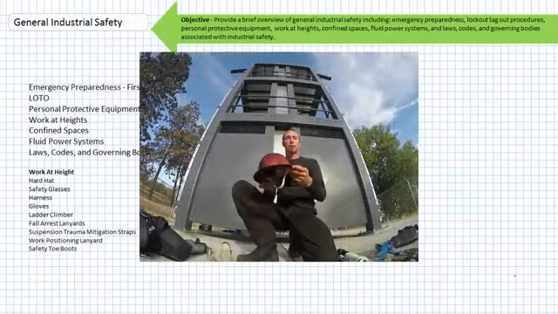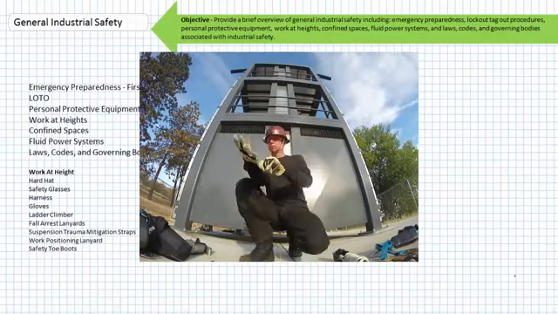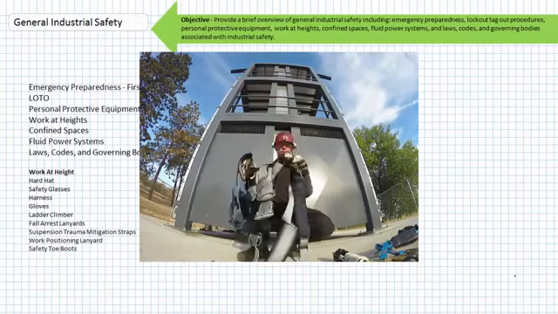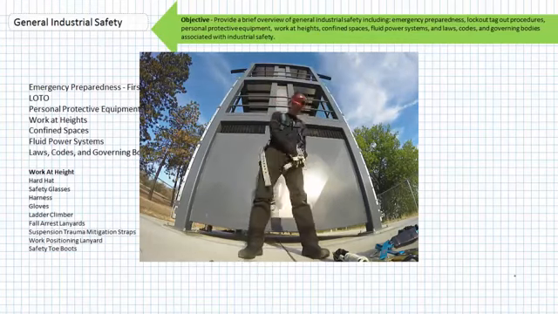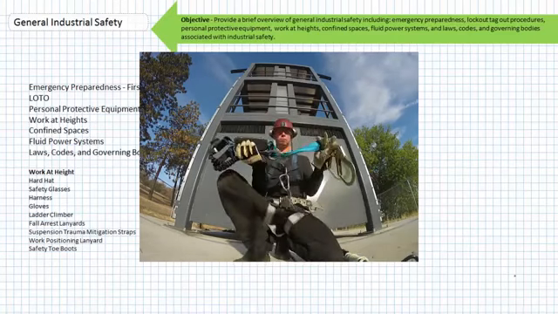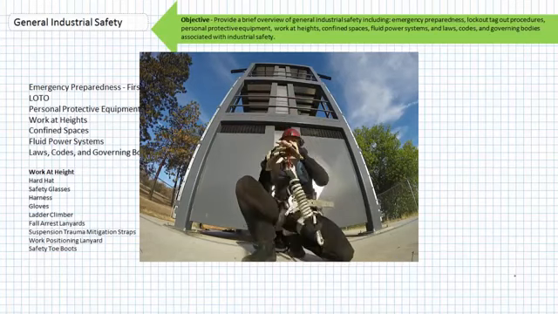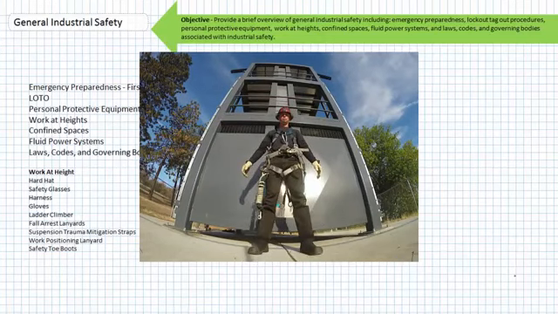Here's time-lapse footage of an unusually handsome individual donning appropriate personal protective equipment for work-at-height scenarios. Notice the hard hat with the security strap, safety glasses, harness, gloves, the ladder climber, the fall arrest lanyards, the suspension trauma mitigation straps, the work positioning lanyard, and the safety toe boots.